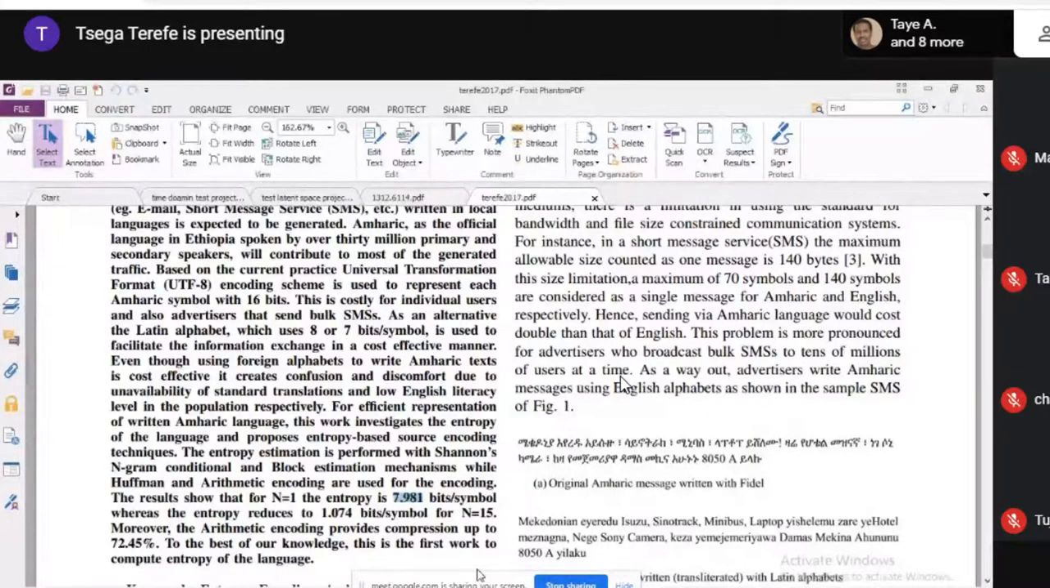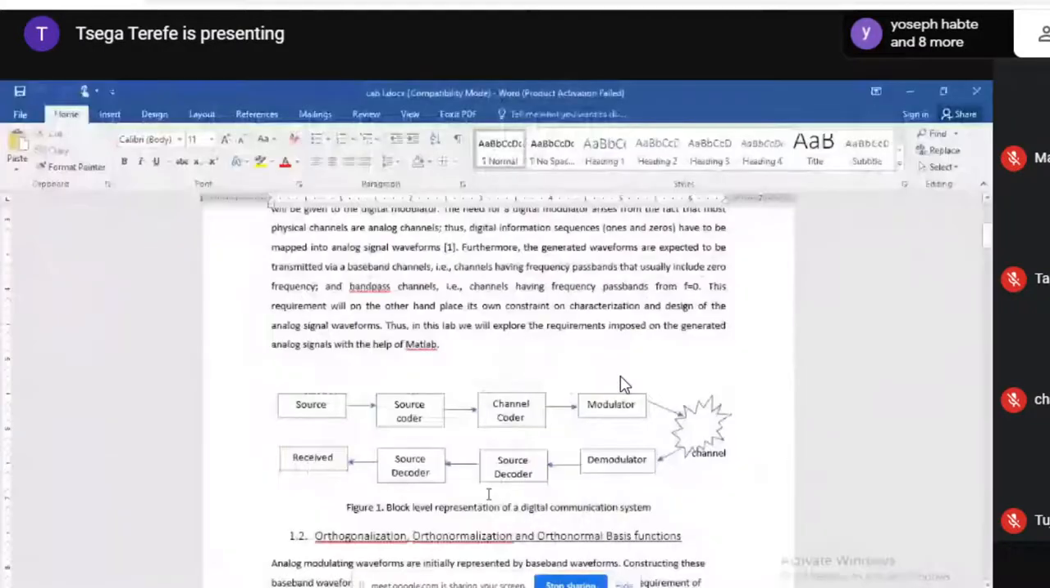Amharic transmission currently uses the UTF-8 representation, which requires 16 bits, so we can save bits, given that you have an appropriate source encoder that can achieve such bit allocation.